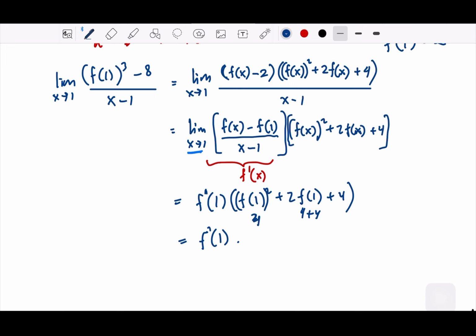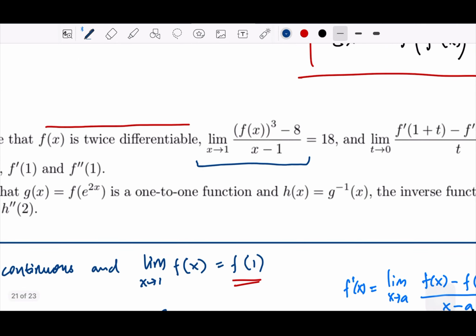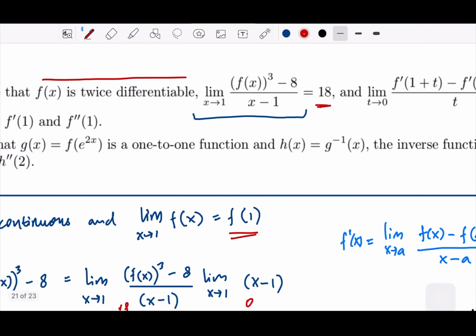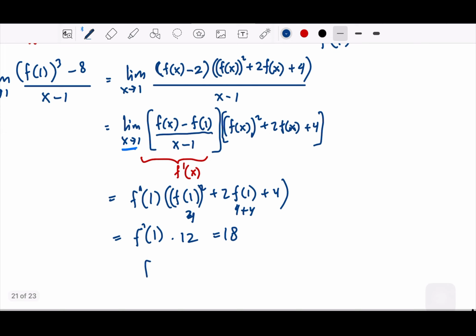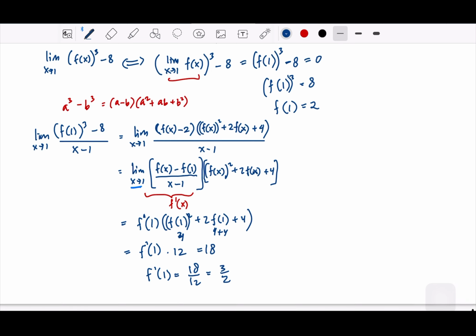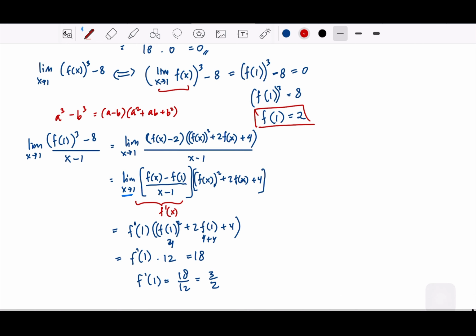Eight plus four is 12. Okay, so 12, and this is equal to 18. 18 is the one that we have from the beginning. It's equal to 18 like that. Now from here we know that f(1), or f prime 1, is 18 over 12, or 3 over 2. So we get the f(1) and f prime 1.